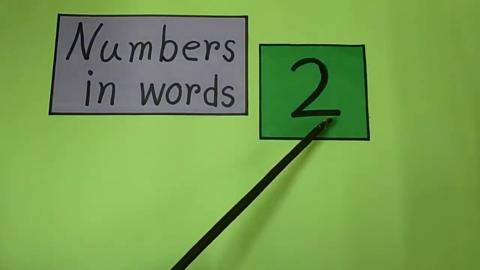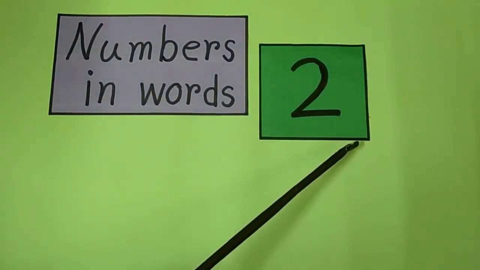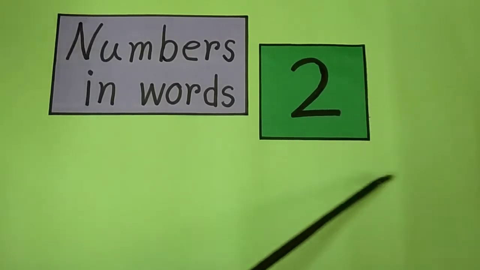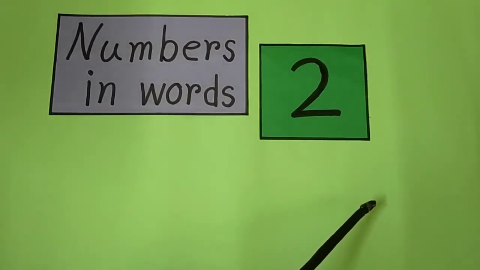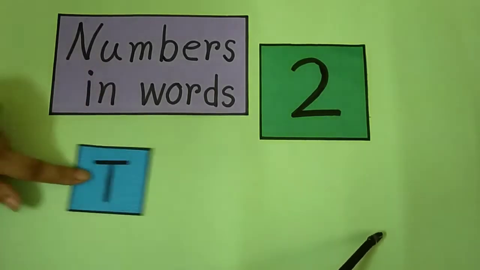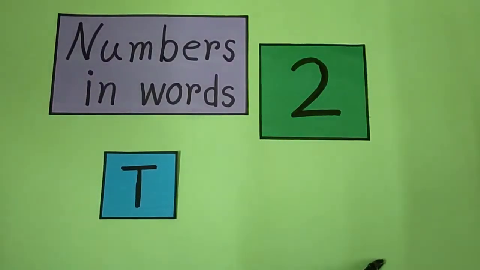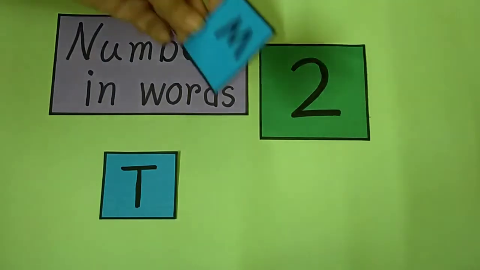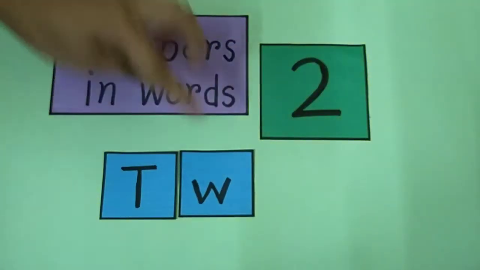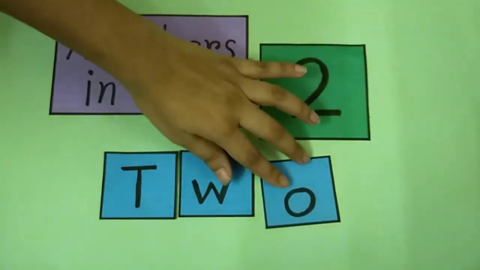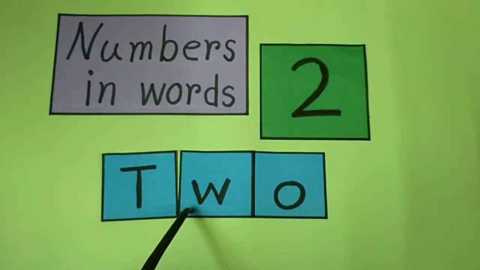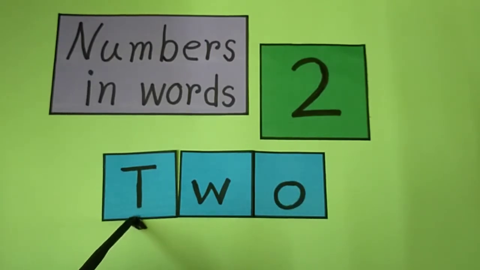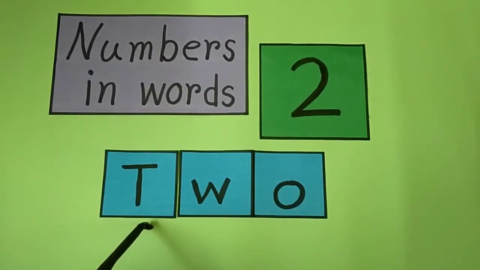Now, what number is this? This is 2. Okay, can you say the sound of 2? T, t, t. So, 2 will start with T. Then, woo, woo. W. Then, woo. O. T-W-O, two. Now you say the spelling with me.